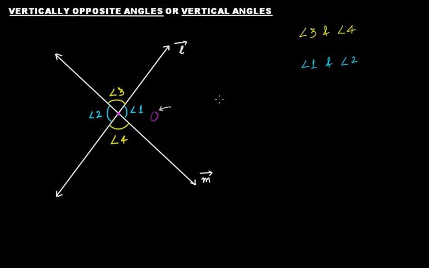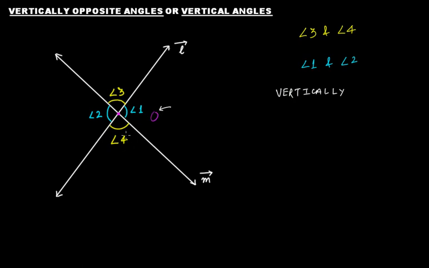Then why isn't the name horizontally opposite angles? The thing is that this word vertically is not referring to the position or the direction these angles are lying. Like this is appearing to be in vertical direction and this in horizontal direction, but it's not referring to that. Actually, this word vertically is referring to the crossing point, or the point of intersection, where these two lines are intersecting each other.